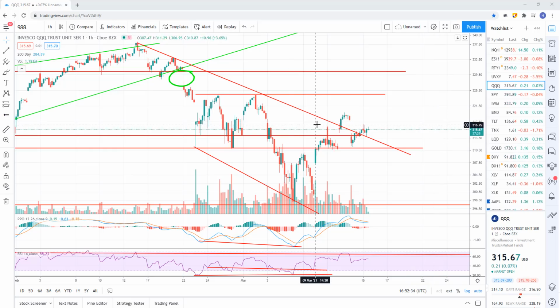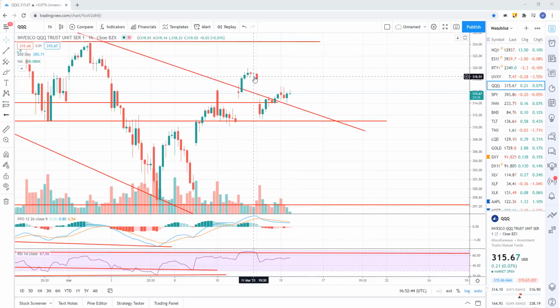Here we go. Let's start out with triple Qs. All right, so the thing is, we've got this downtrend line right here on the hourly. Qs was in a downtrend, and recently it popped above that downtrend last week, but it's not impulsive. It's just kind of hanging out.